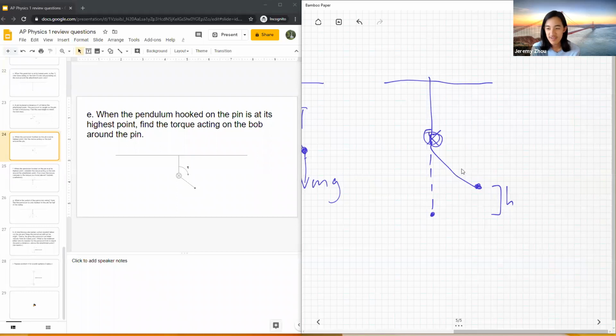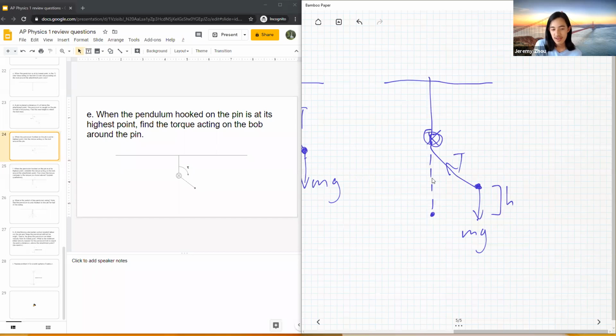Yep, tension and gravity, right? So there's tension and there's gravity. Which of those is important for torque? Gravity. And then, how do you find the torque now? We only know that this height is the same and this distance is L over 2, right? Find the angle. Yeah, that's one way to do it.